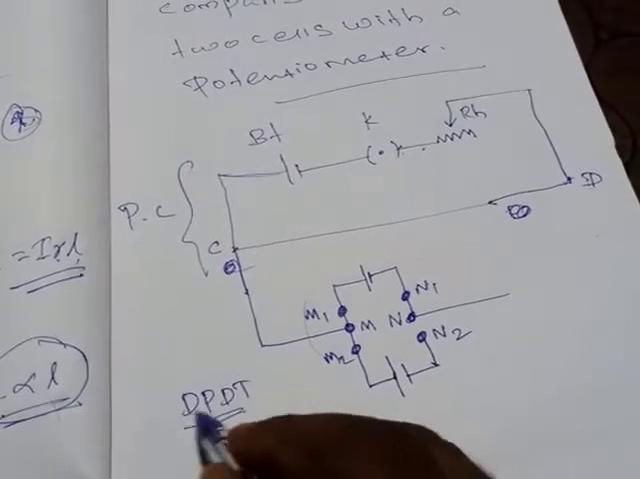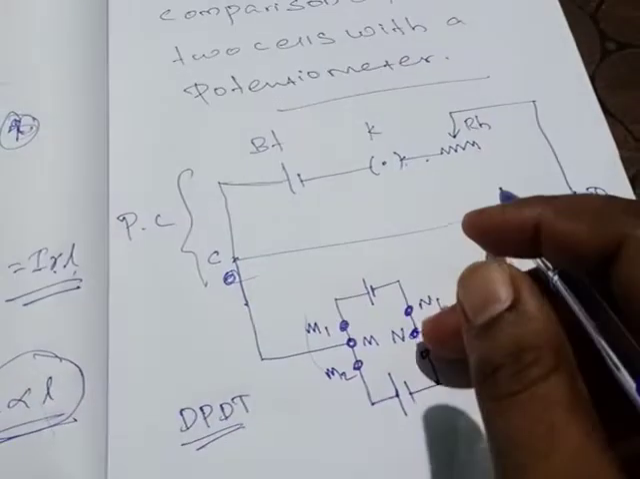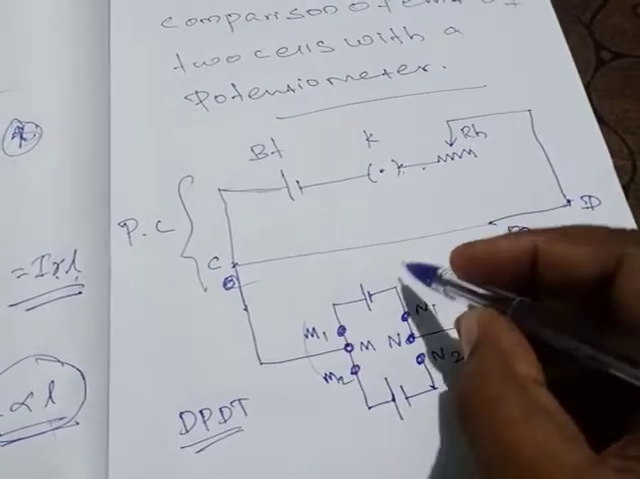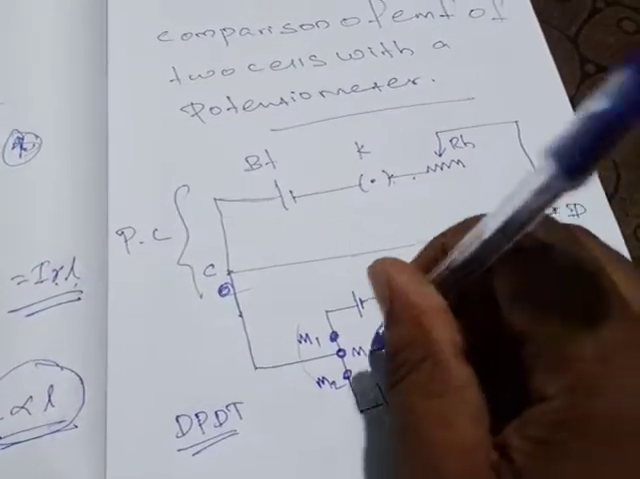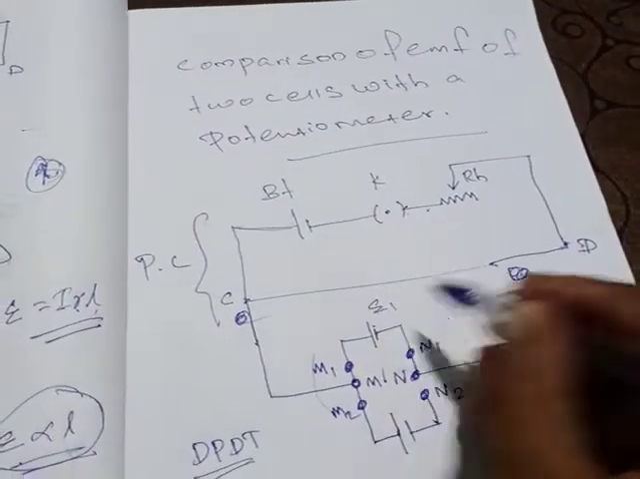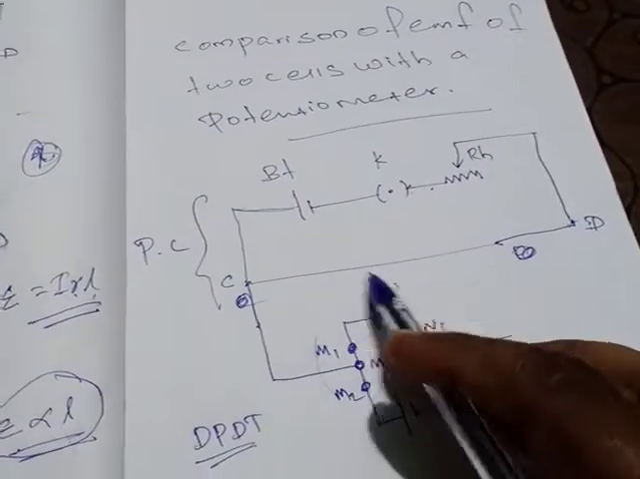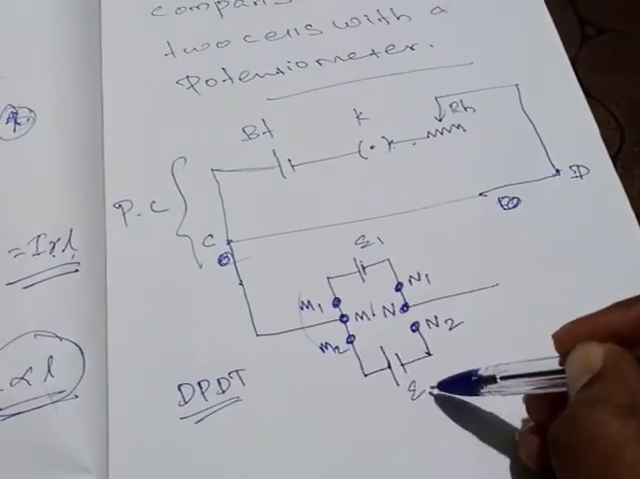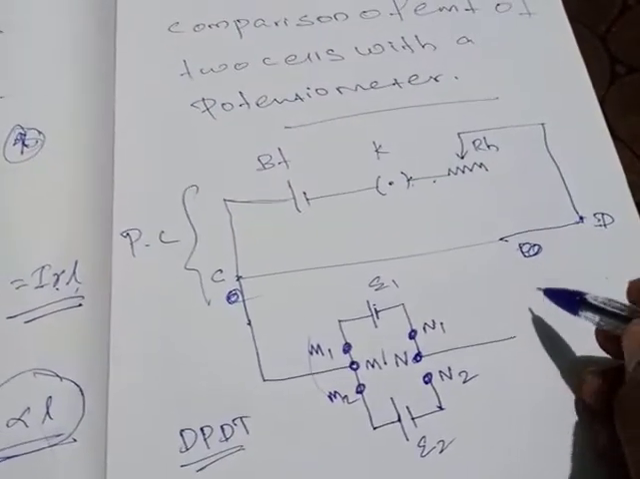DPDT switch, double pole, double throw, you can easily tell it is a two-way switch. Actually, here one switch will be there, and if you press the switch this side, this cell will work, so EMF 1. If you press the switch this side, this cell will work. That is what compares the EMF.